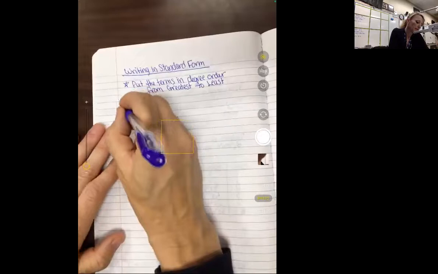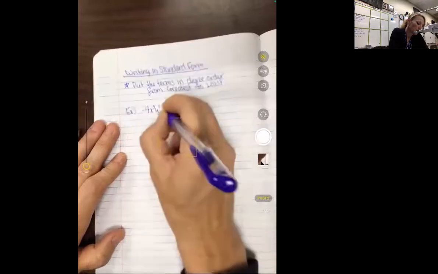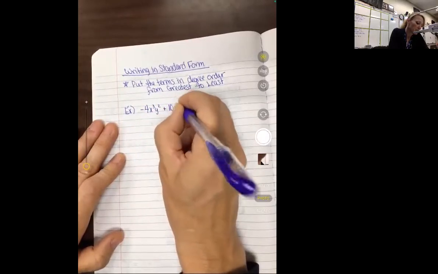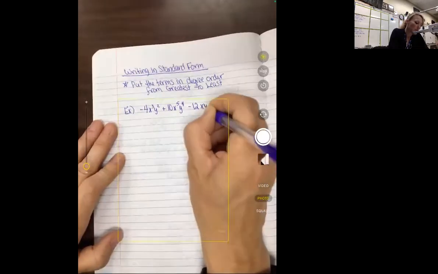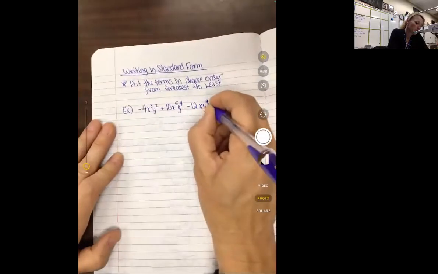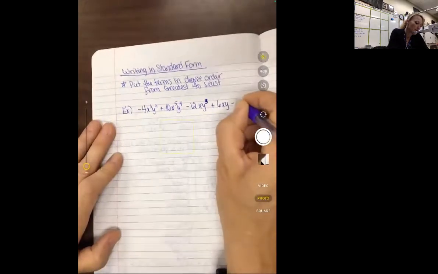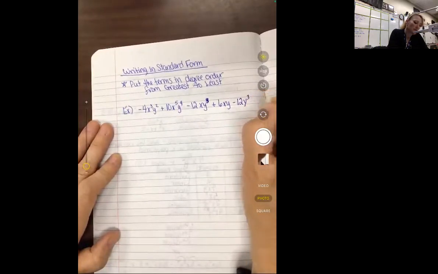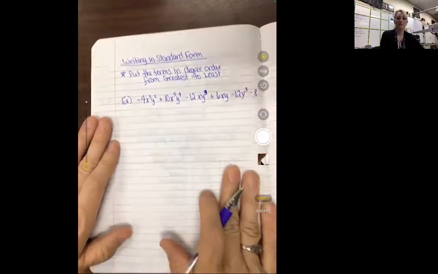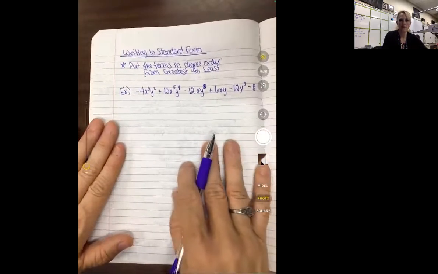So for example, let's say we have negative 4x to the third y squared plus 10x to the fifth y to the fourth minus 12xy to the third, plus 6xy minus 12y to the third minus 8. So let's say we got this big old polynomial. None of these can combine because none of them are like terms. They don't have identical variables.